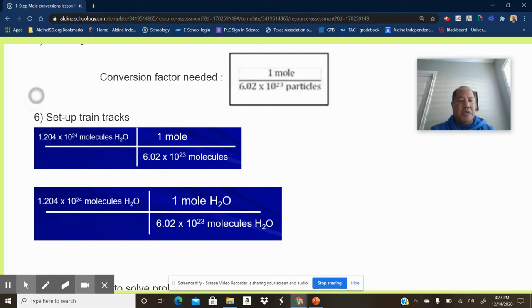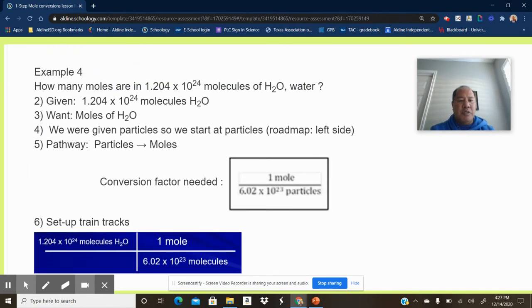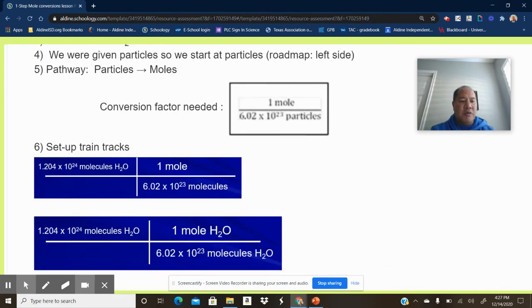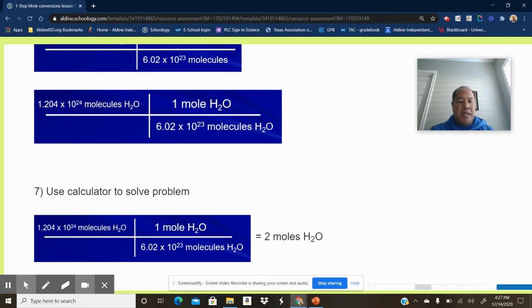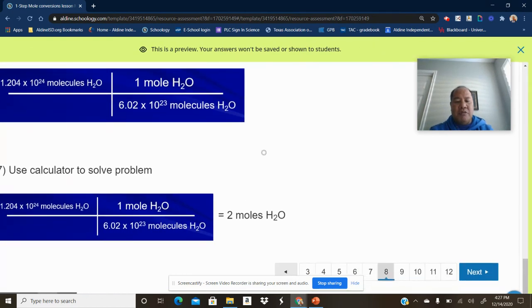We're going to set up our train track. So what was given? 1.204 times 10 to the 24 molecules of water. 1 mole goes on top. Avogadro's number goes on the bottom. Okay, we plug in the compounds this time with H2O because that's the compound we're dealing with. And then we do the math. Multiply the top, divide by the bottom, and you're going to get 2 moles of H2O.